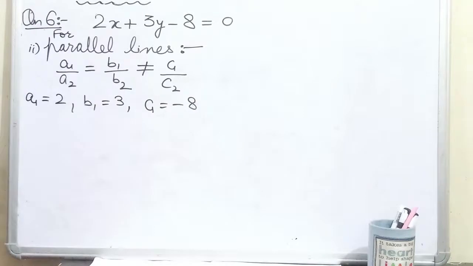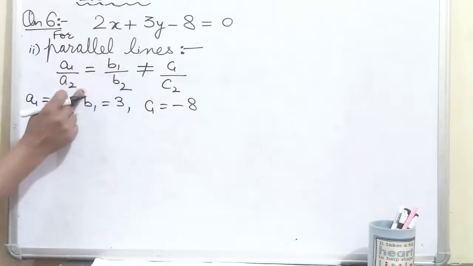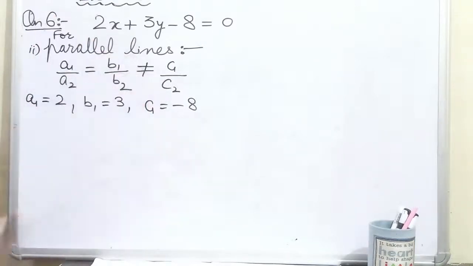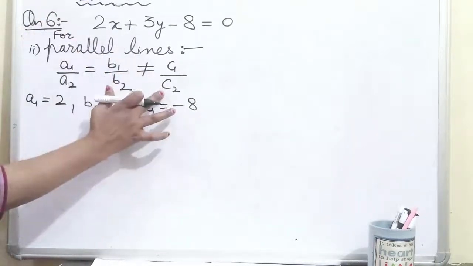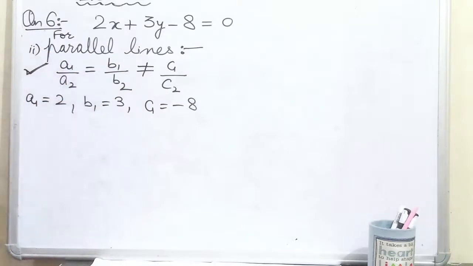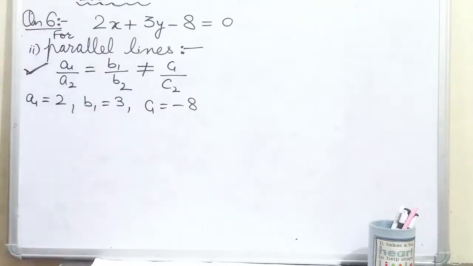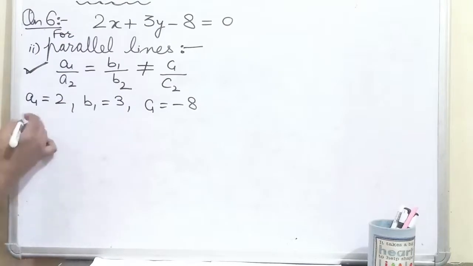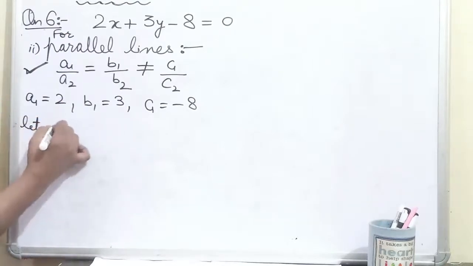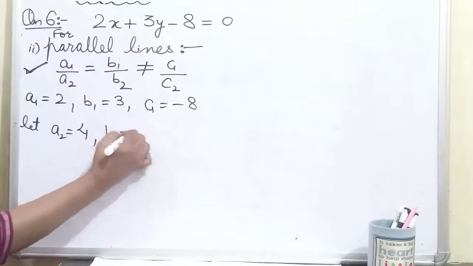Now we have to find out the second equation, but we have to take care that the first two ratios should be equal and the third ratio should not be equal. So you can take any value of A2, B2 or C2 which satisfy this condition. So you are having so many equations in such a way that the lines will be parallel. We can suppose that A2 should be 4. Then what about B2?